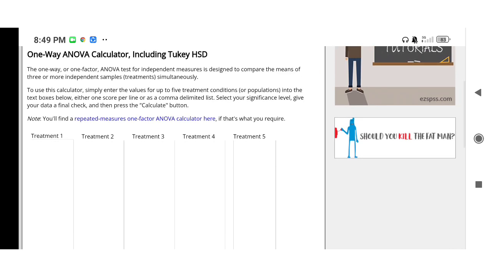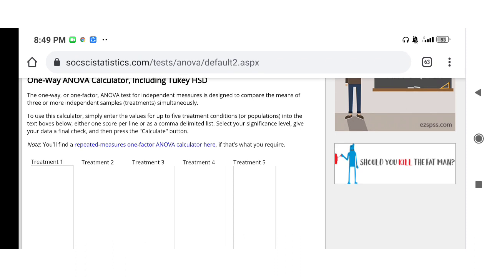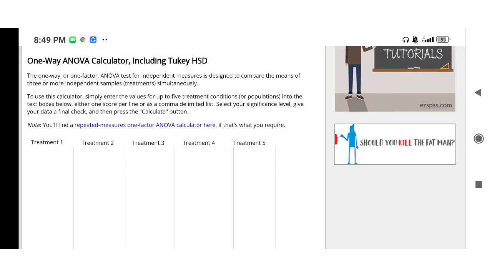Hello, so for today's video, this is all about one-way ANOVA or analysis of variance for independent samples. By definition, the one-way ANOVA or analysis of variance is used to determine whether there are any statistically significant differences between the means of two or more independent groups.